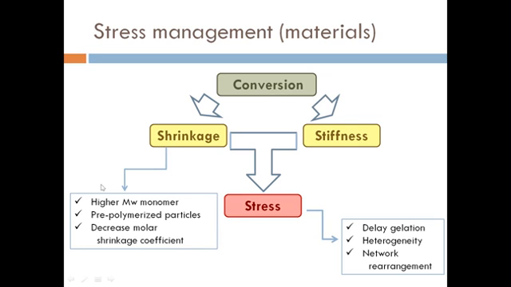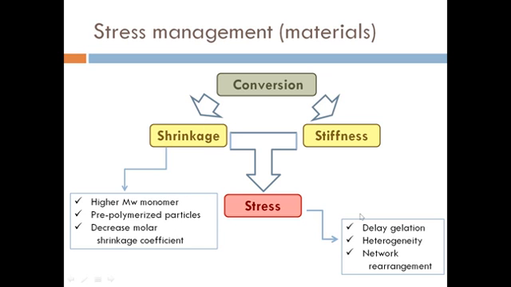To reduce shrinkage, as we talked about, you can use a higher molecular weight monomer, which is what some of the manufacturers have done. You can use pre-polymerized particles, and there's a lot of research in nanogels and polyurethane oligomers, which in our lab show that there's less shrinkage and less stress because of that. Or you can decrease the molar shrinkage coefficient, which was what 3M just tried to do with the Filtek LS, that polymerized through an oxirane ring opening polymerization mechanism. So those are all valid, and they do reduce stress.